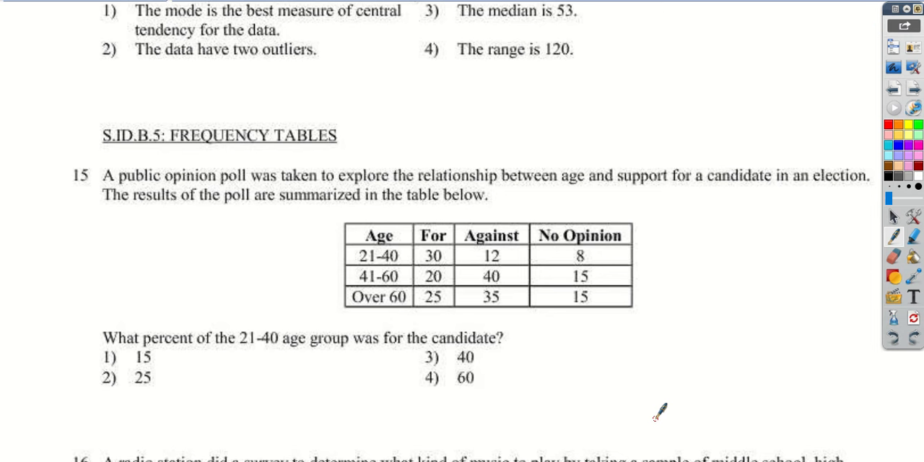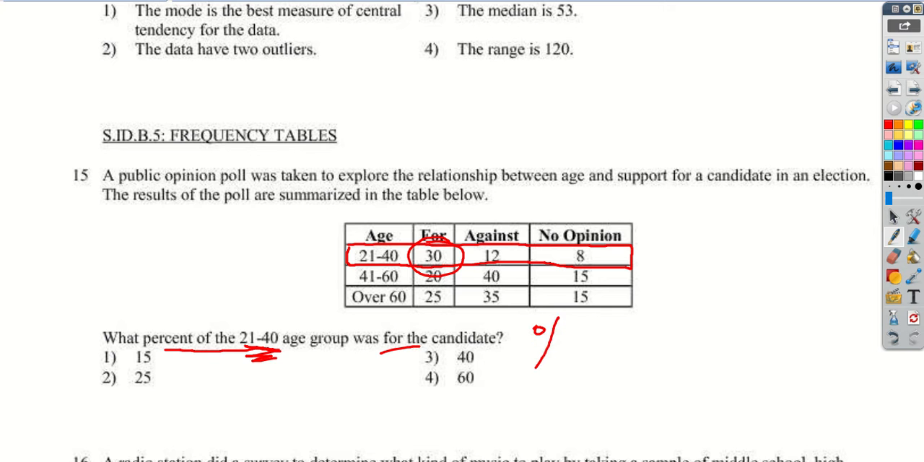So for our question, the first one we can see, a public opinion poll was taken to explore the relationship between the supportive age group and a candidate in an election, and the poll results are listed below. So what percent of the 21 to 40 age group? This is telling me what exact specification. I have to only be talking about 21 to 40 and was for the candidate. Inside this 21 to 40 group, how much was for the candidate? And we can see just the for part there. And we want to know the percentage.